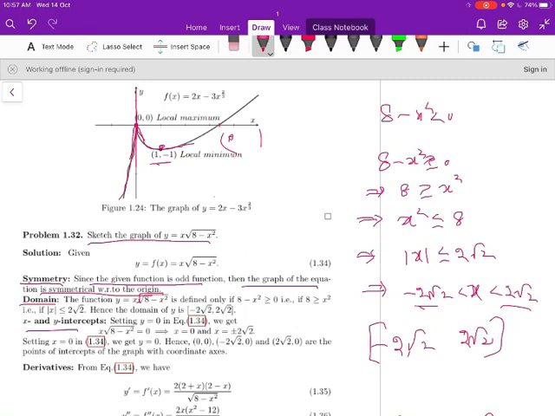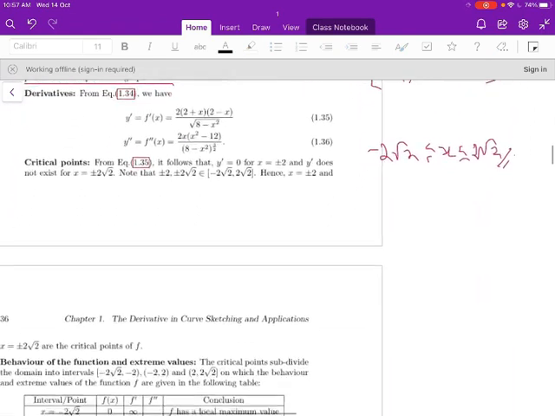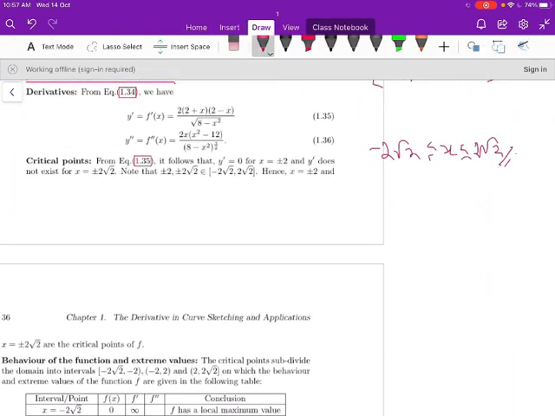Setting y equal to 0 and solving, x is equal to plus or minus 2 root 2, and setting x equal to 0, y is equal to 0. Therefore 0 comma 0, minus 2 root 2 comma 0 and plus 2 root 2 comma 0 are the points of intersection with the coordinate axes. Let us find y dash and y double dash. So y dash is 2 times 2 plus x into 2 minus x by square root of 8 minus x square, and y double dash of x, differentiating again, is 2x into x square minus 12 over 8 minus x square to the power of 3 by 2.